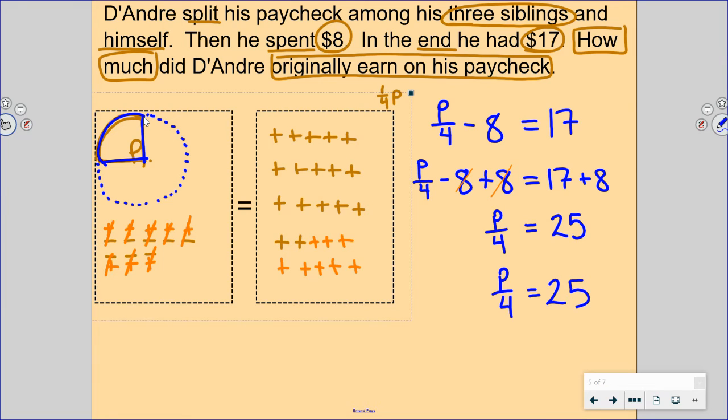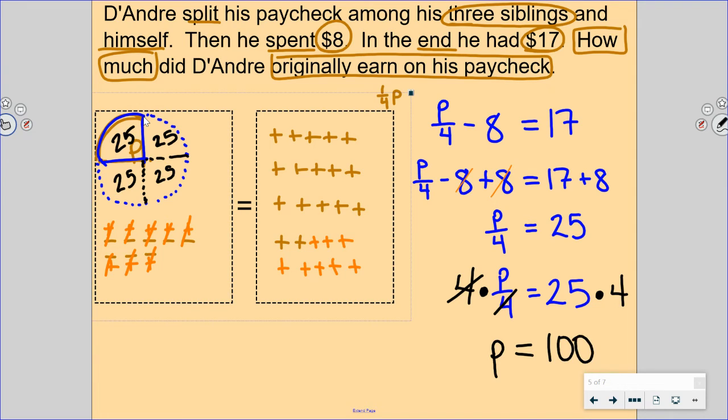Well, imagine, if you could please, $25 on this portion. Well, that would mean that the next portion would be 25, and the next portion, and the next portion. So what did we do here? Well, 4 portions gives me 1 whole paycheck. 4 sets of 25 gives me $100.